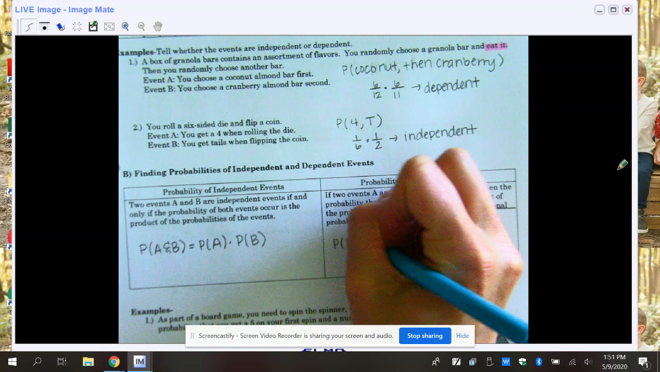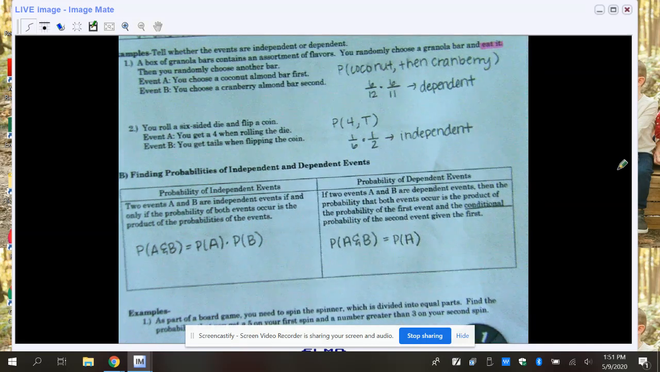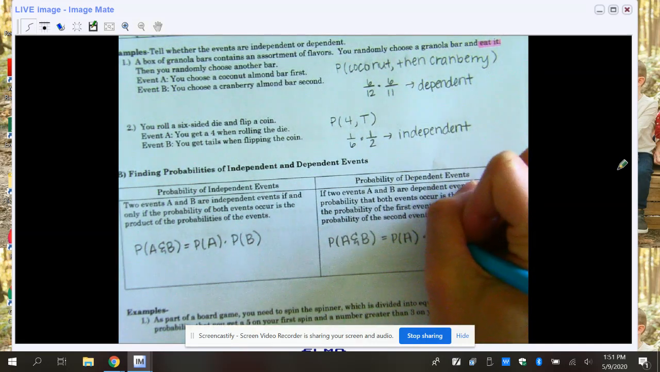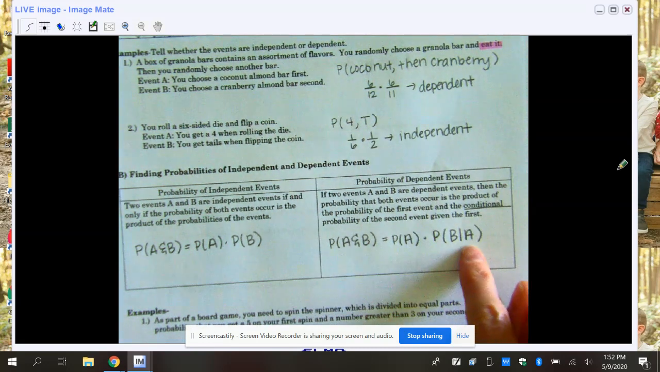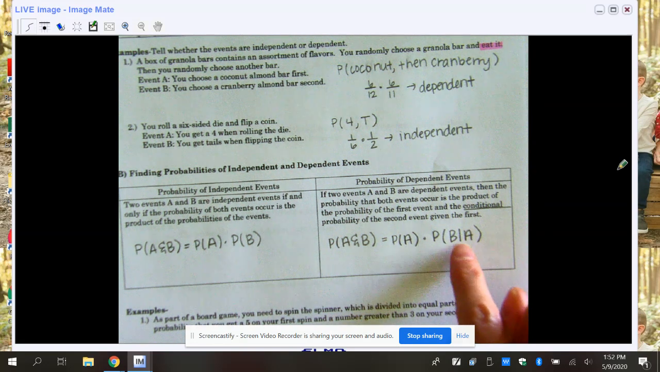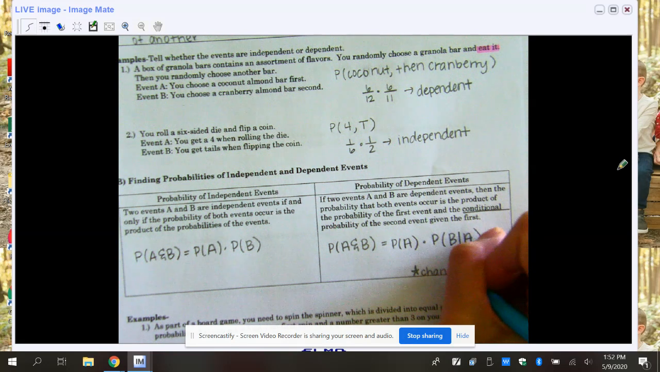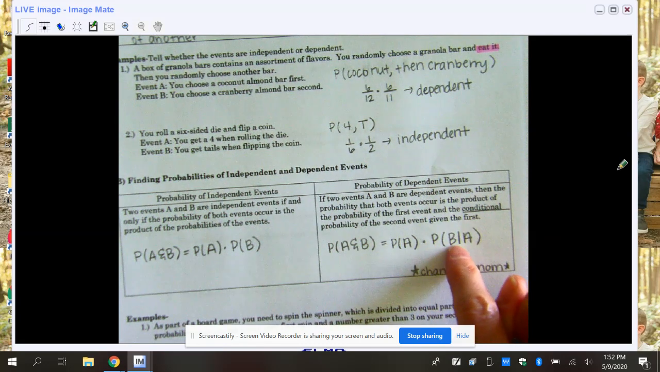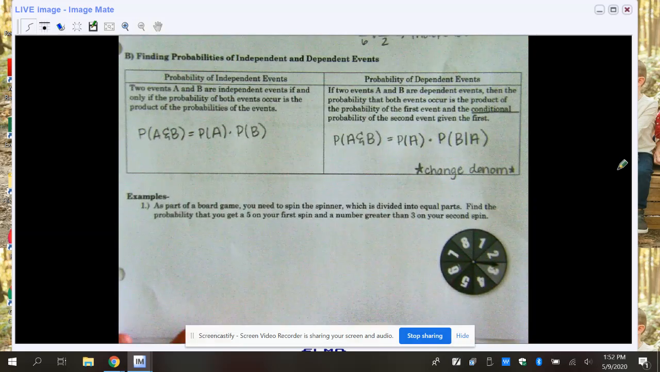So the probability that A and B happen would be the probability of that first event, so that doesn't change. But then the probability that B happens given that A happened. So that's what this means. So again, I'm just going to put down here, change denominators. I don't want you to necessarily worry about these equations. They're not really equations. They're just methods that you use to find probability. Okay. All right, so if we just look at several examples here.